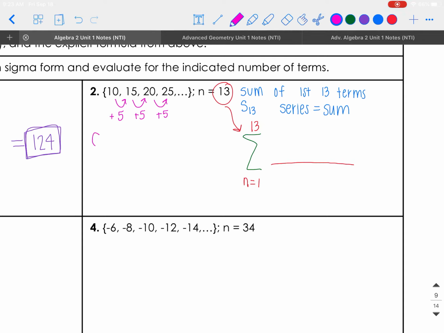All right, and so for my formula, my common difference is 5 because that's what I'm adding every time. And my a_1 is 10.